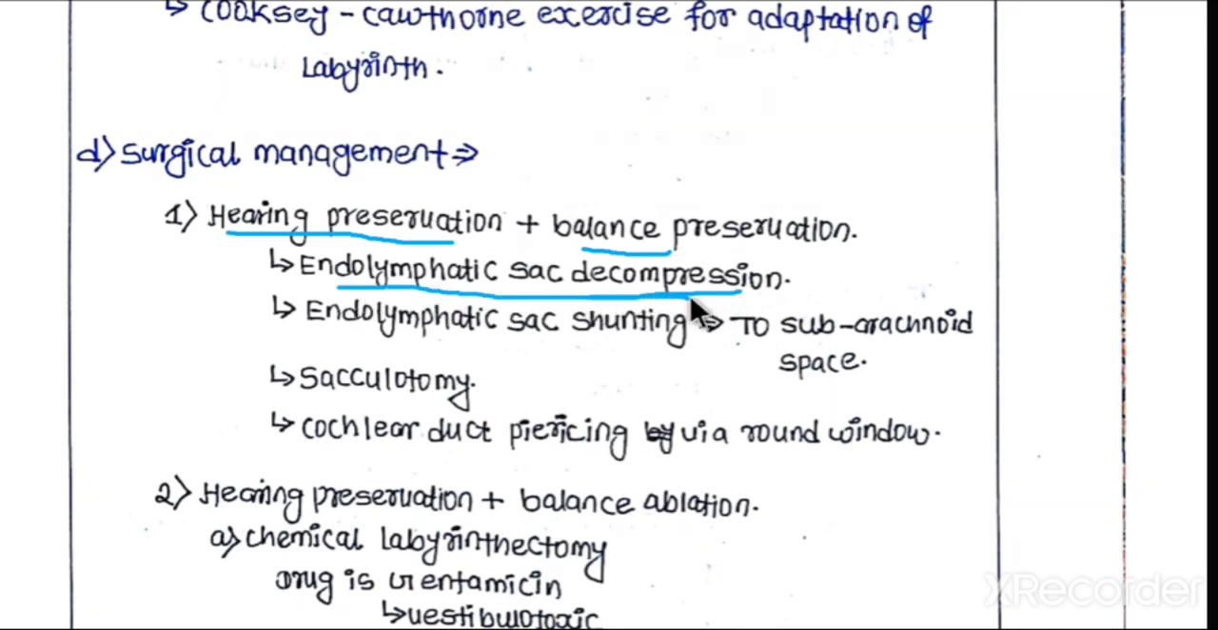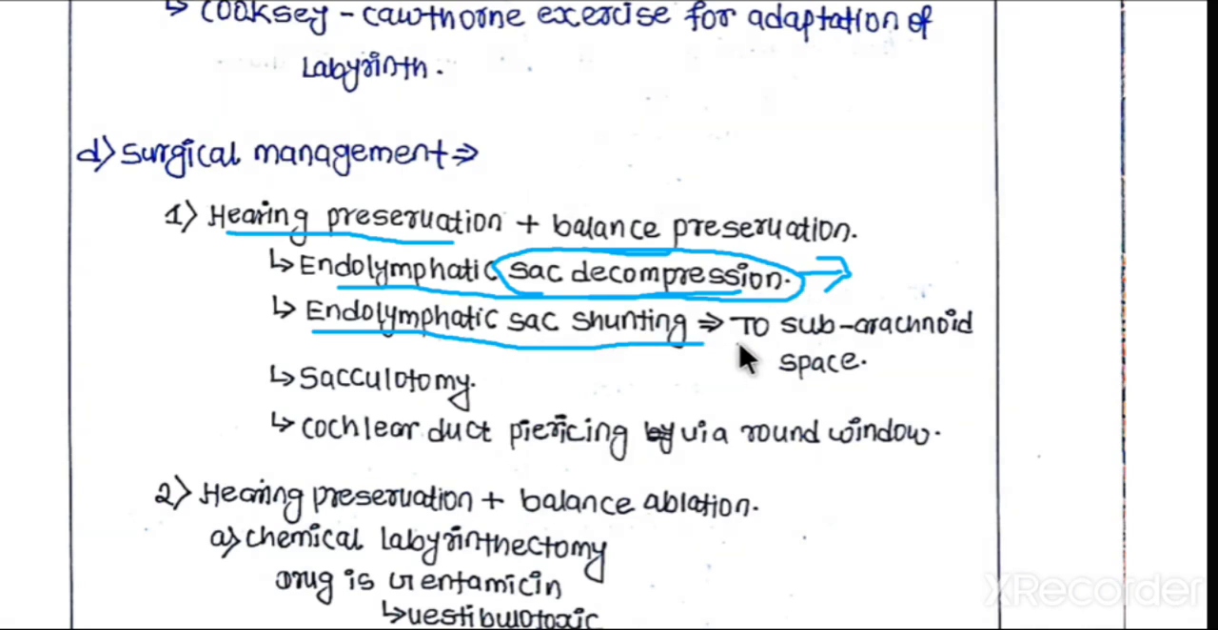Decompression means to release the pressure within the endolymphatic cavity. This can be done by simple mastoidectomy, and use of diamond burr to expose the sac below the posterior semicircular canal, and release of some endolymph so that the pressure decreases. Other method is endolymphatic sac shunting.